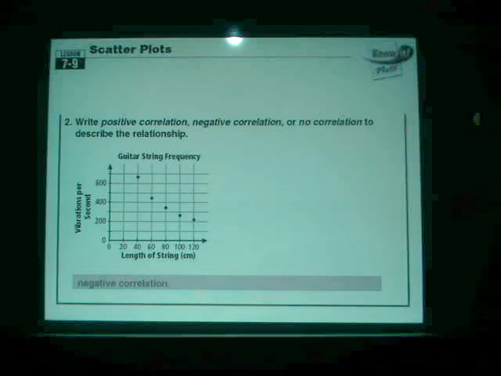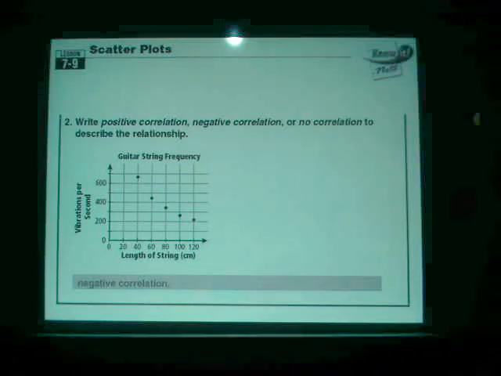Okay, and finally they're asking us to write positive, negative, or no correlation to describe the relationship here. And very clearly, looking at these dots, if we were to connect them, which we won't because that would make it a line graph, but if we were to try and make a line that has the same number of dots above and beneath it, that line would be falling from left to right.